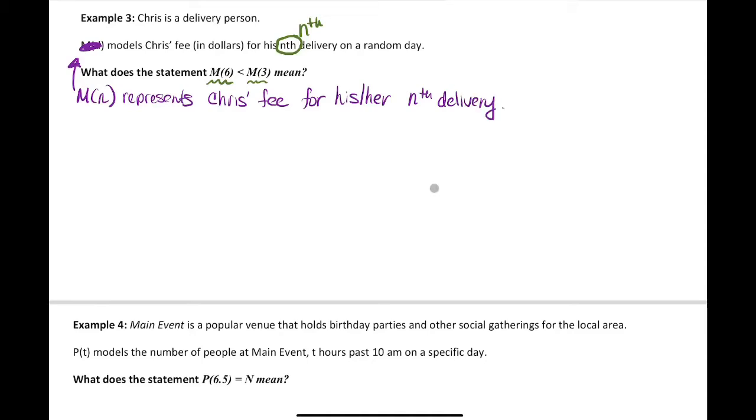All right, so I'm going to say that M of N represents Chris's fee for his or her nth delivery. Hey, Chris is a very gender neutral name, so it can go either way. All right, so we can go with that right there.